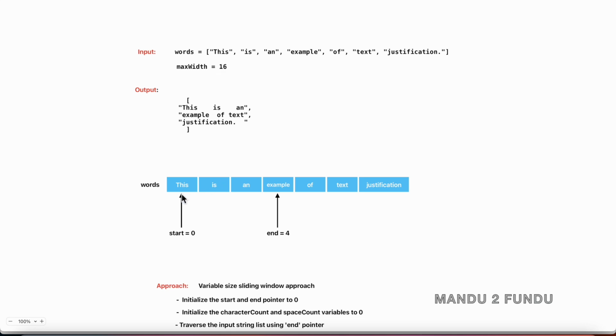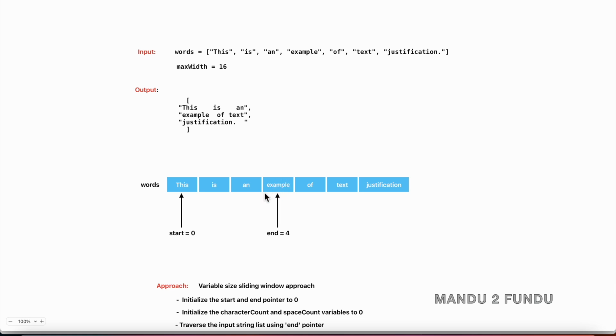Okay, so basically in each iteration we have to add the so far accumulated character count, the so far accumulated space count, and the current word length. Okay, so if that sum is less than the max width, then we can include the current word. The current word will be part of the window. Otherwise, if that sum is greater than the max width, then we should exclude this current word.